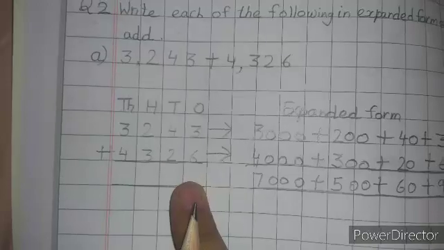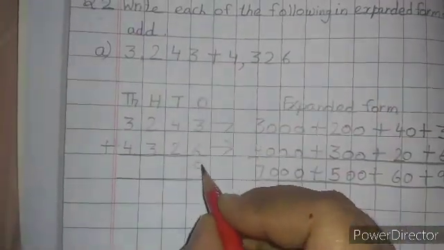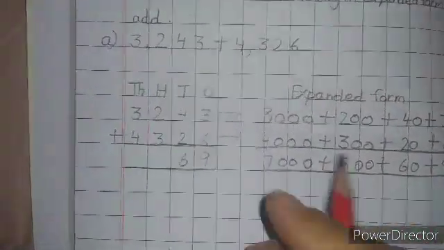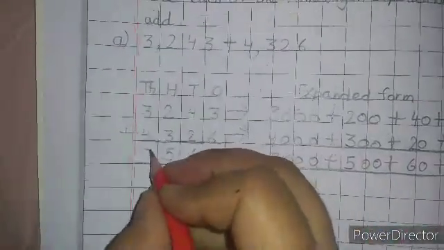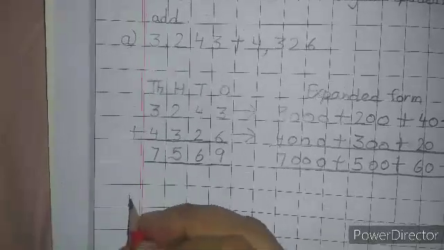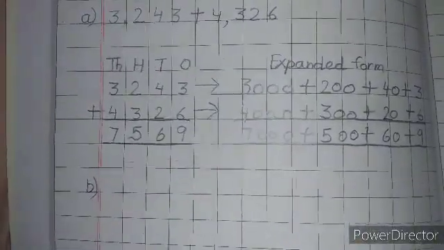Now we have to write it in standard form. So for 9 it will come as 9. For 60 it will come as 6. For 500 it will come as 5. And for 7000 it will be 7. Like this you have to do rest of the sums, rest of the part of question number 2.